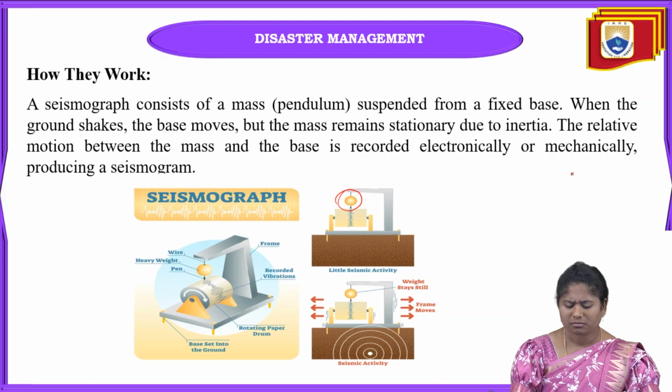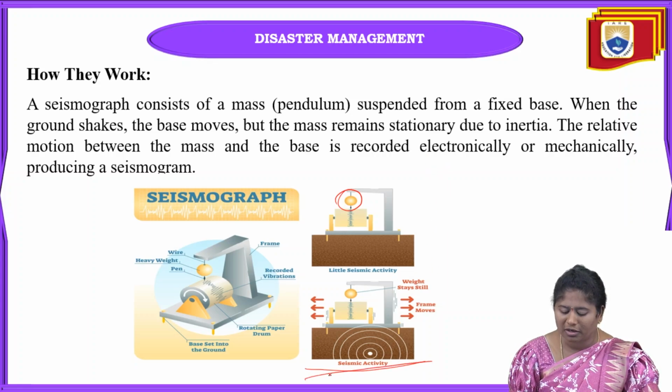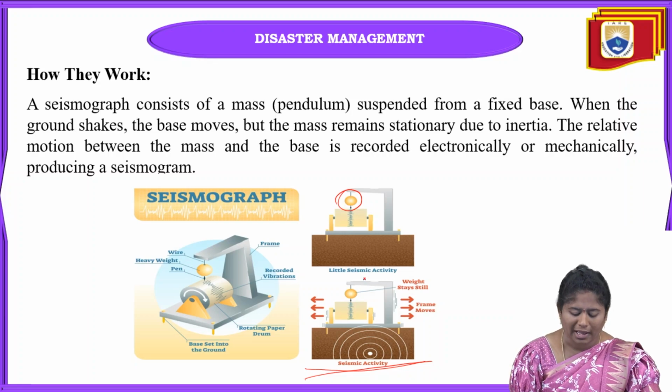Due to this relative motion between the mass and the base, it is automatically recorded, electronically or mechanically. This will produce the seismogram. Here you can see, if we install this seismometer on the level of the earth's crust, then when an earthquake occurs, this weight will stay in place; it cannot move up and down. And here you can see the base is set into the ground. Mainly this equipment we set into the ground.